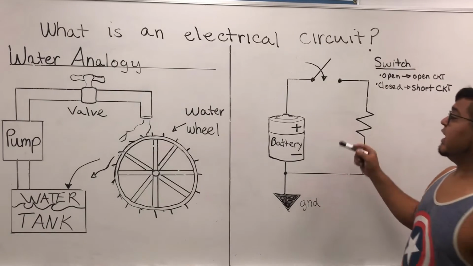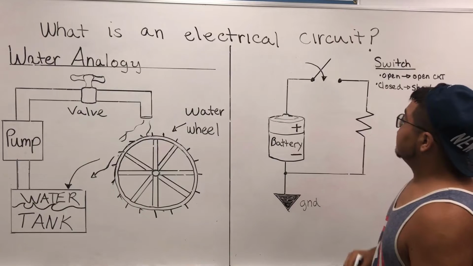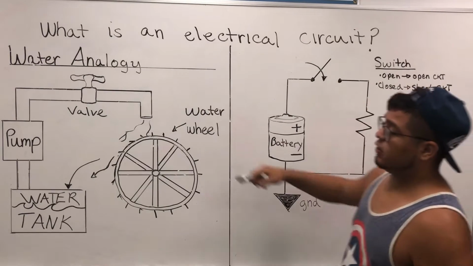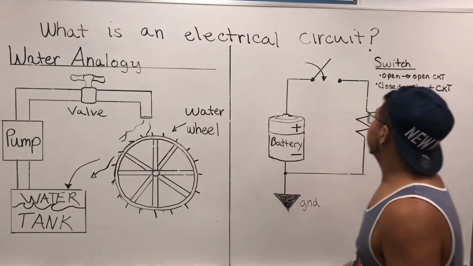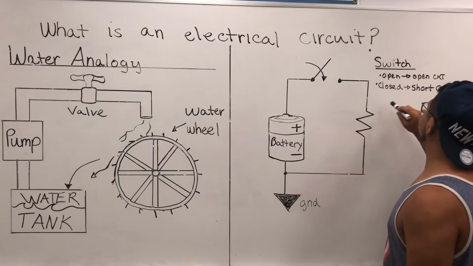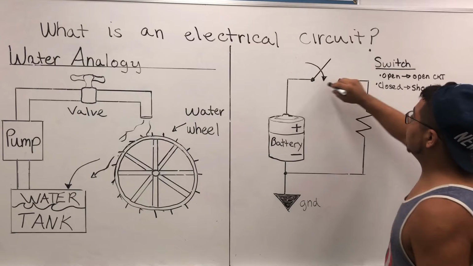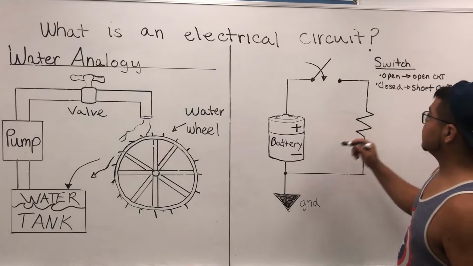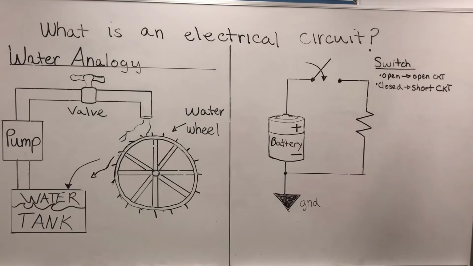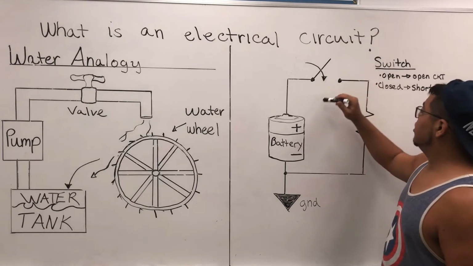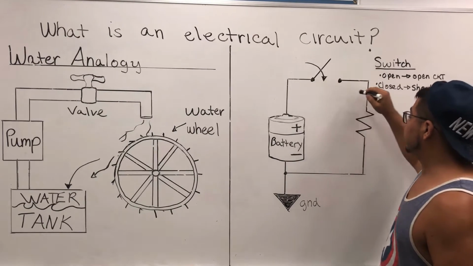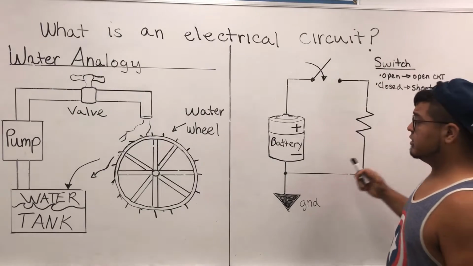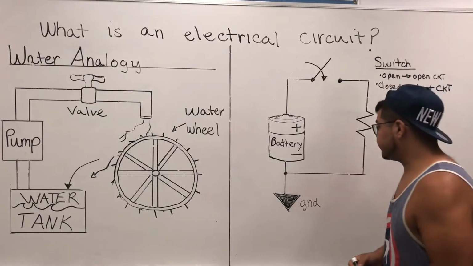The battery is then connected to a switch by a copper wire, and this switch acts like your valve in your water analogy. So if the switch is open, then there are no electrons flowing through the circuit, so your circuit is said to be an open circuit. But if the switch is closed, then electrons are able to flow through this circuit, and your circuit is then said to be called a short circuit.